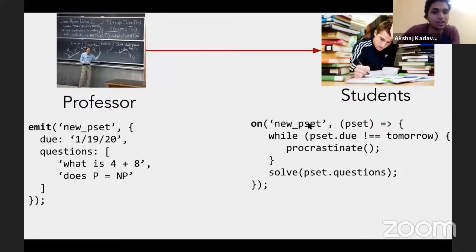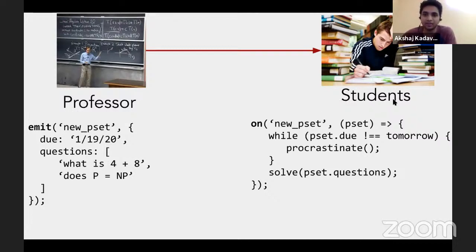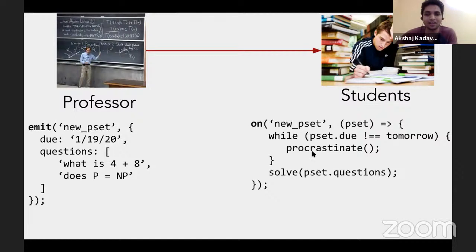You would have your socket manager.getIO.emit, the new p set. This would all be in the server in api.js, because the professor is the server. And then on the client side, in the student's component did mount, they would listen for the event new p set, and they would do the p set. Or they would apply some function to the p set, which is typically procrastinate until it's due and then solve the questions.